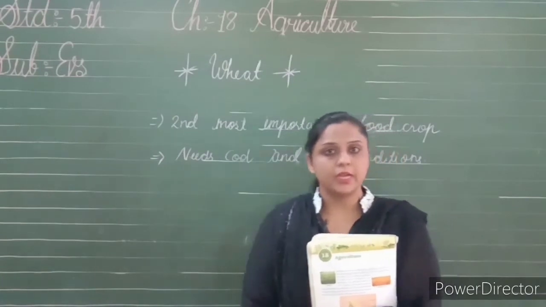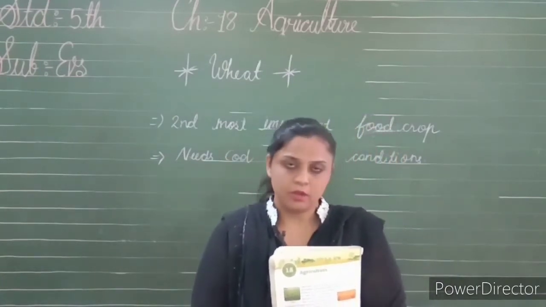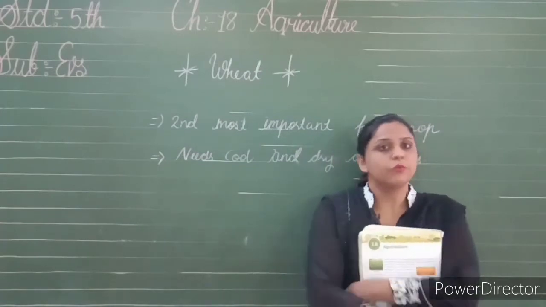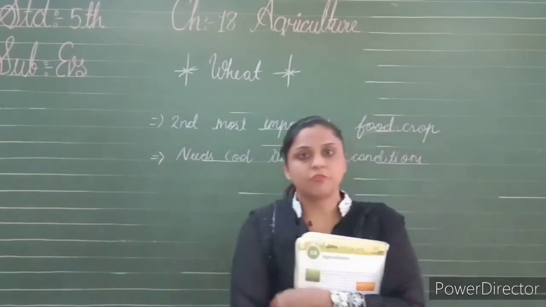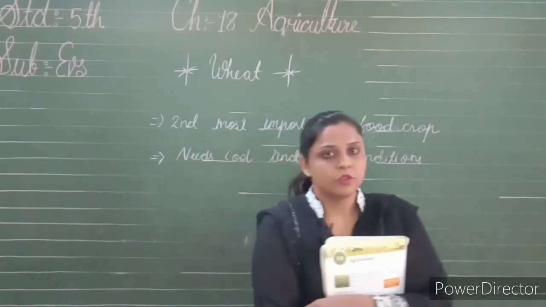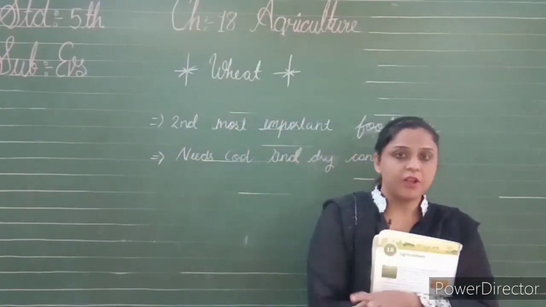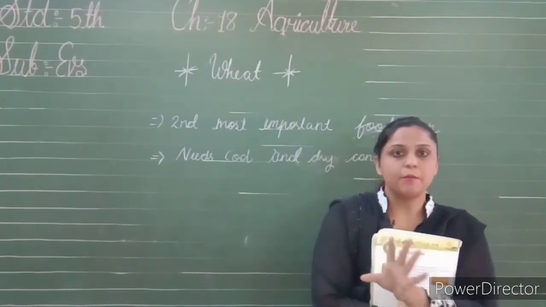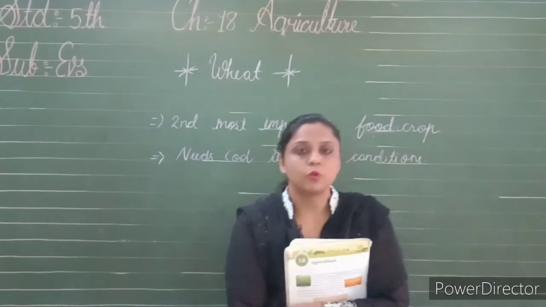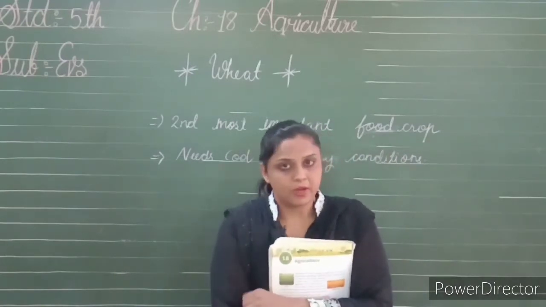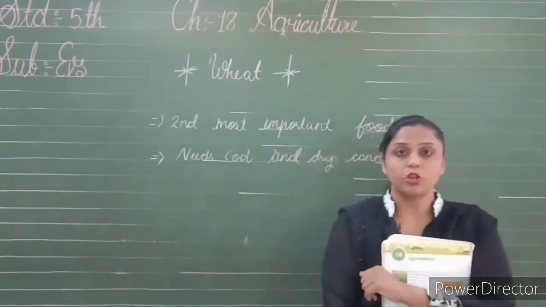So most Indians consume rice and wheat. In which form do we consume wheat? We consume wheat in the form of roti, chapati, paratha, puri, and so on. So in our houses every day roti is prepared. So roti is the compulsory food in India. In most homes roti is prepared. So this is the second most important crop.